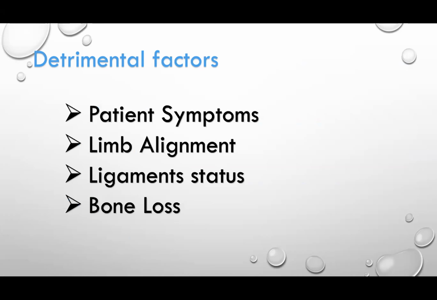Some patients with severe arthritis who are asymptomatic, maybe you can offer them non-operative treatment. Patients with bad alignment, you would know that they would have some kind of ligament instability, and you would offer them more constrained implants, while patients with severe bone loss, you might offer them more constrained implants as well.